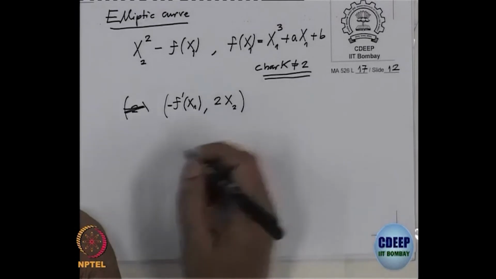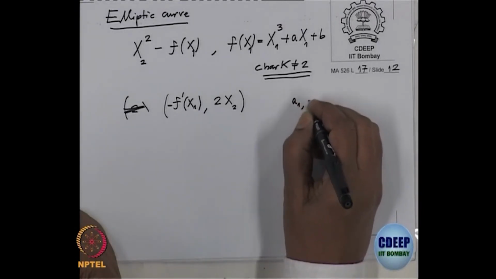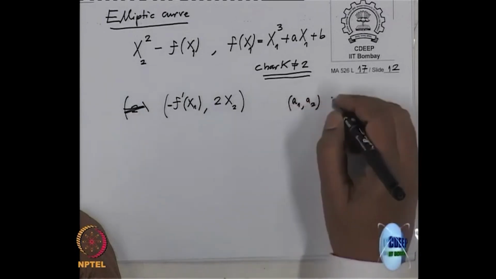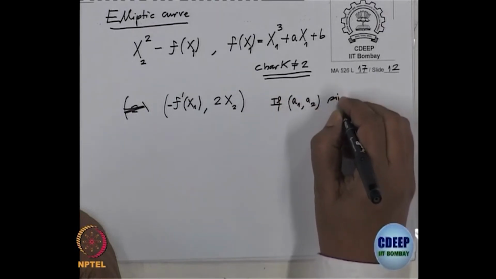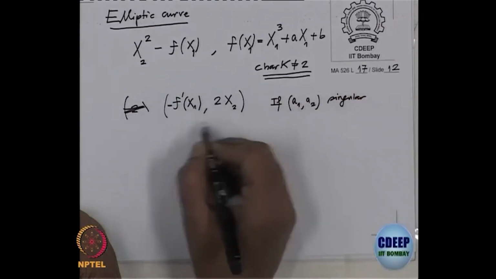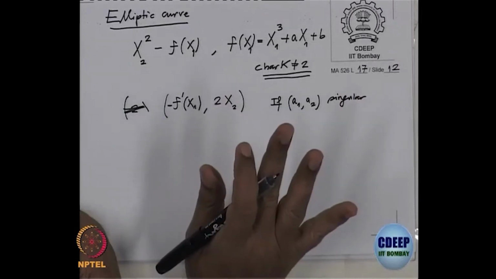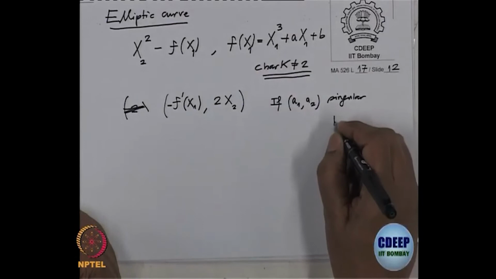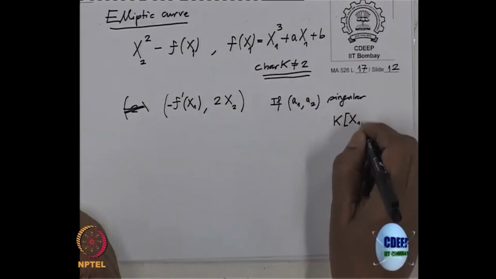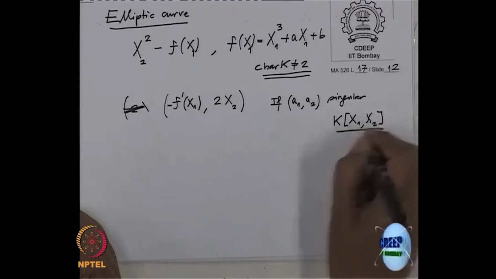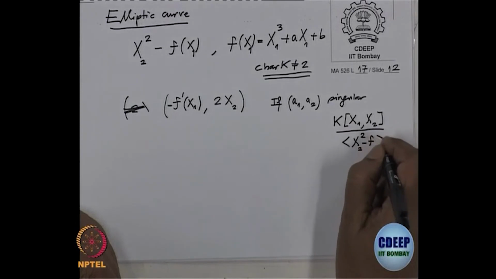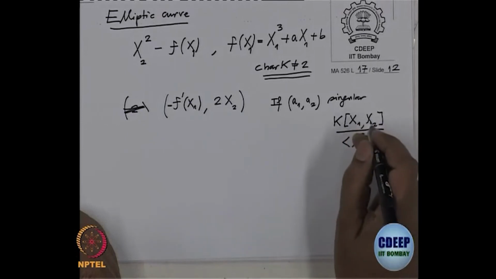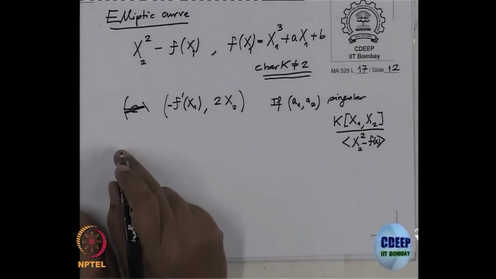suppose (a1, a2) is a singular point. If (a1, a2) is singular, that means the Jacobian matrix should become 0, because see, we are in which ring? We are in the polynomial ring in two variables x1 x2, modulo this equation x2 square minus f of x1, right? So the dimension of this ring is 1. So the only possibility is the Jacobian matrix is the 0 matrix, no?